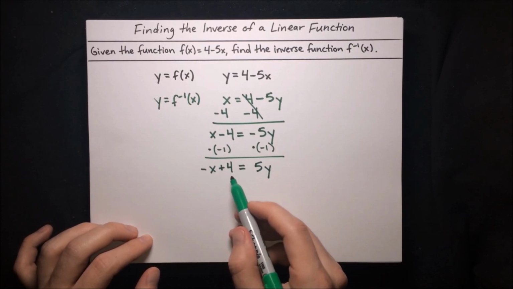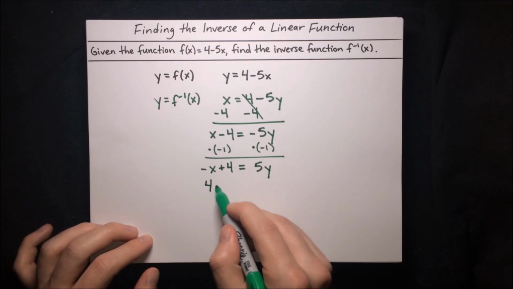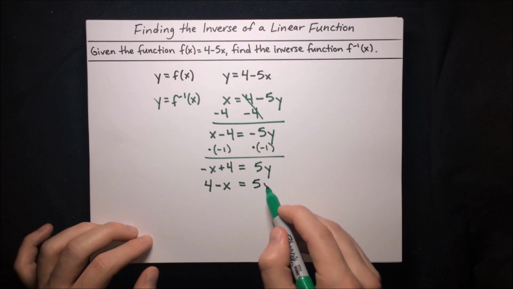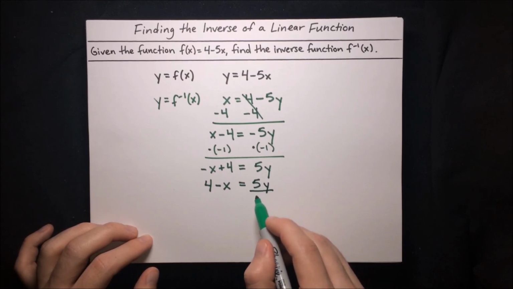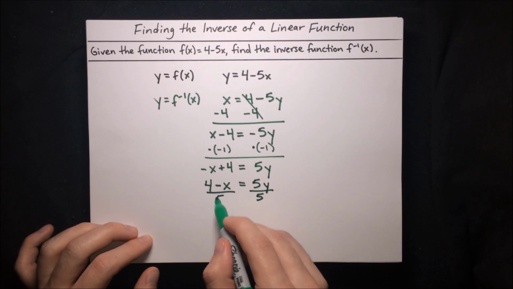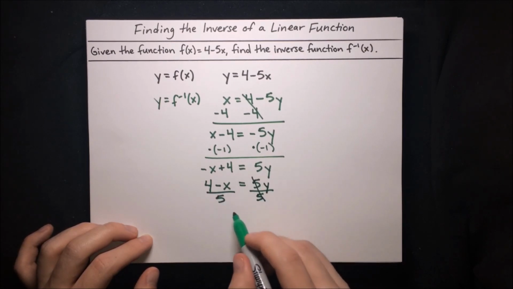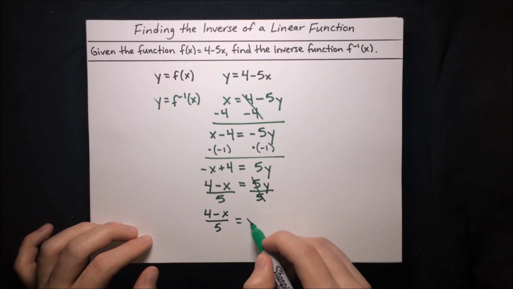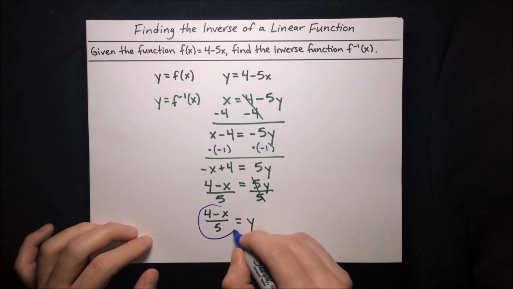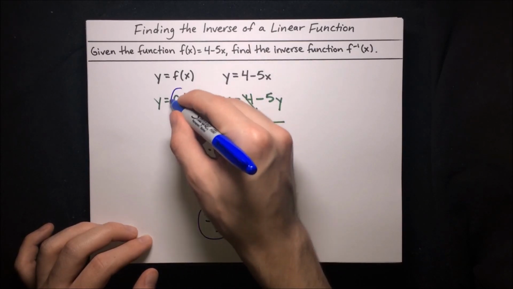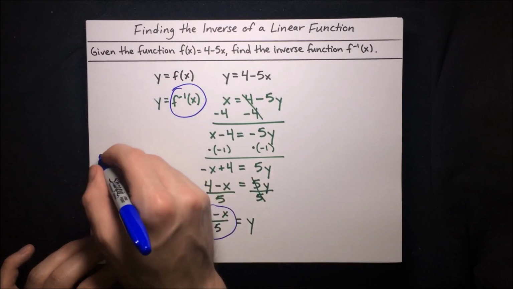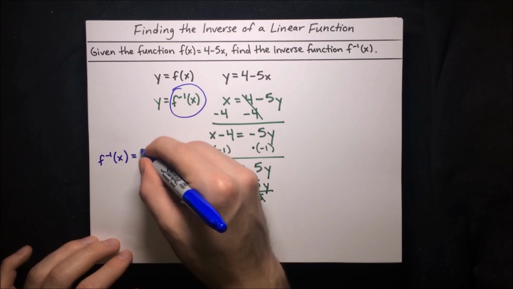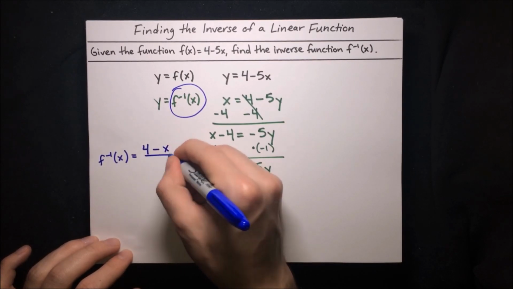Just so it's a little bit cleaner, why don't we flip around this left-hand side and write it as 4 minus x? It's a little bit simpler. So that's equal to 5y. And then how do we get the 5 off of the y? Well, just divide by 5. We've got to do that on both sides. So that cancels the 5 on the y, and then we've just got (4 minus x) over 5 equals y. So this right here tells us what the inverse is. That's the rule for the inverse, f inverse of x. Let's write that down. f inverse of x is equal to (4 minus x) over 5.